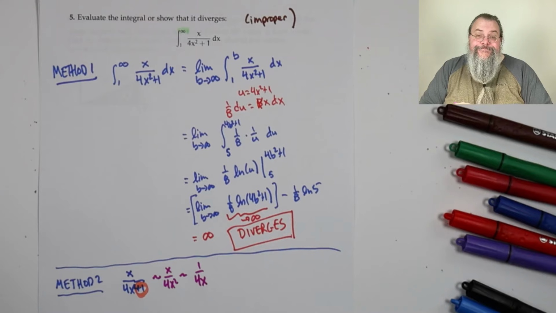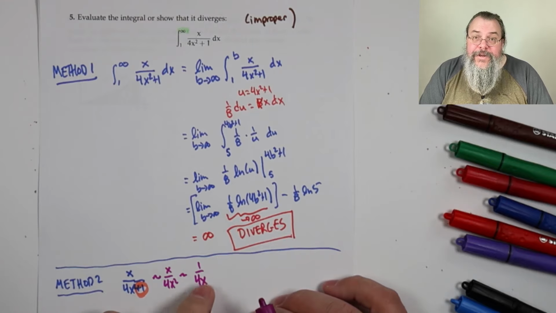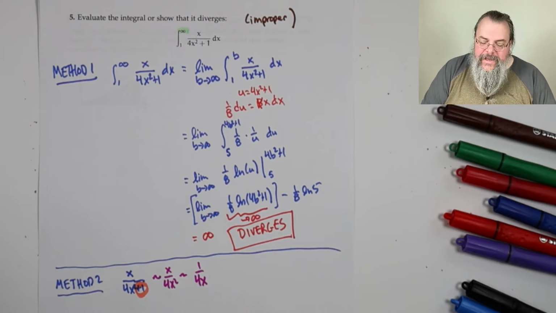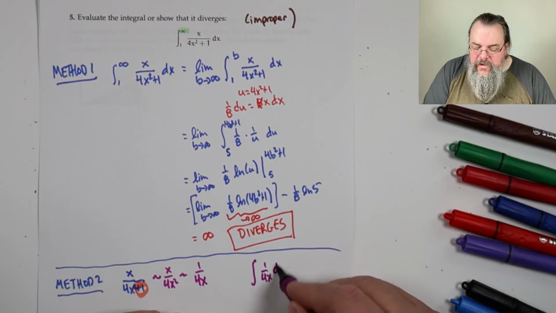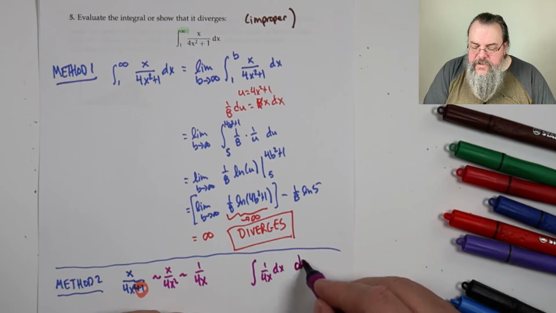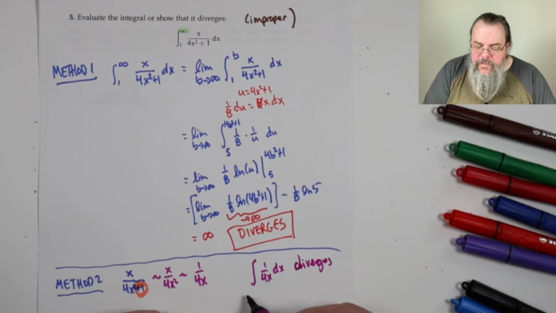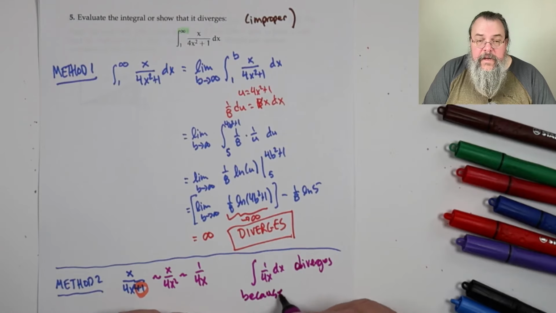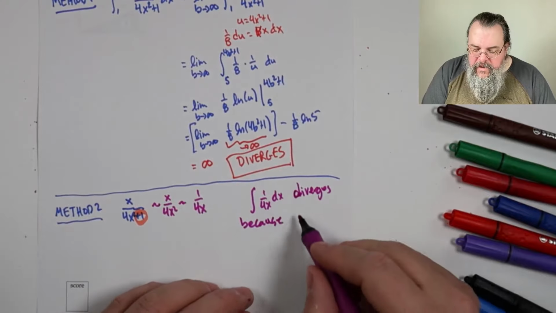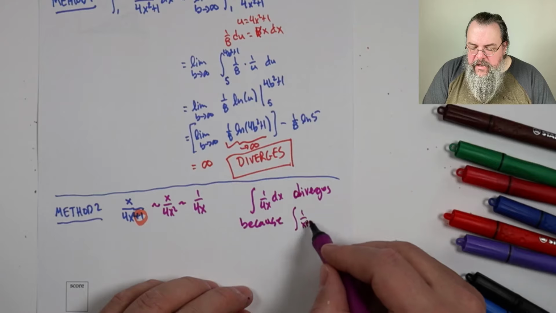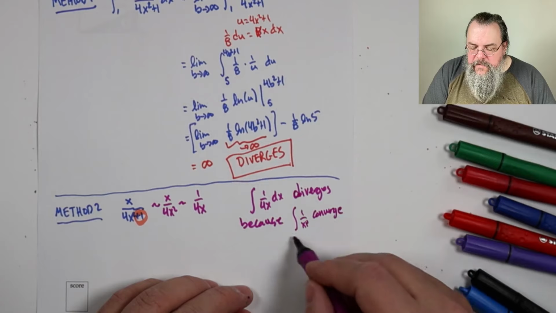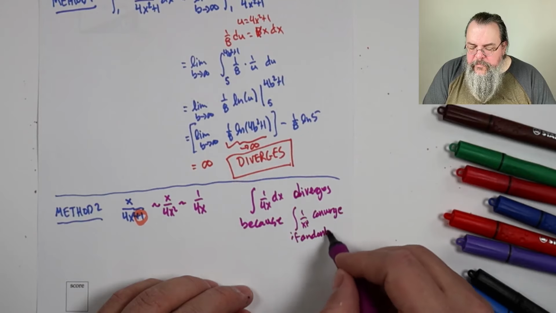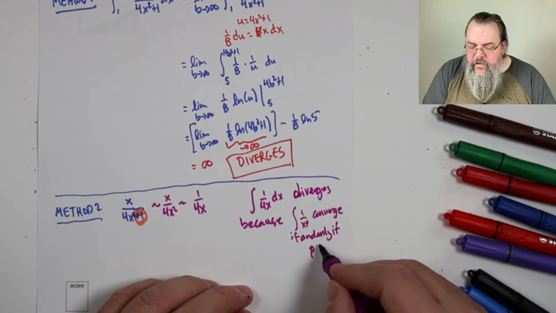Now, what can we say about the integral of 1 over 4x dx? The answer is that it diverges. Because, all right, I'm going to move this up so I can make notes. The integral of 1 over x to the p will converge if and only if p is greater than 1.